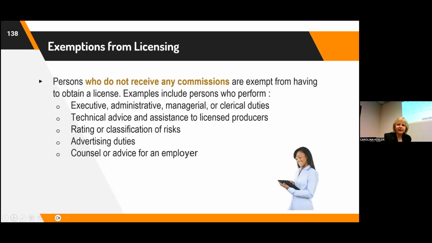Persons who do not receive any commissions are exempt from having to obtain a license. Examples include persons who perform executive, administrative, managerial, or clerical duties, technical advice and assistance to licensed producers, rating or classification of risks, advertising duties, counsel or advice for an employer. A person who solicits does need a license. So when you're doing this question, you're looking for the word solicits. That's the one that you want.